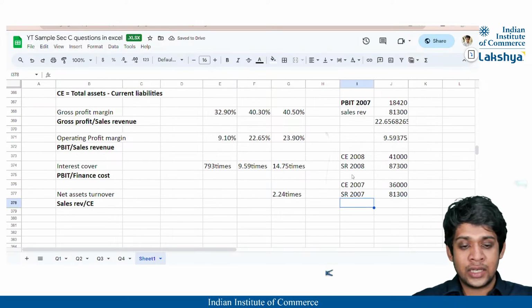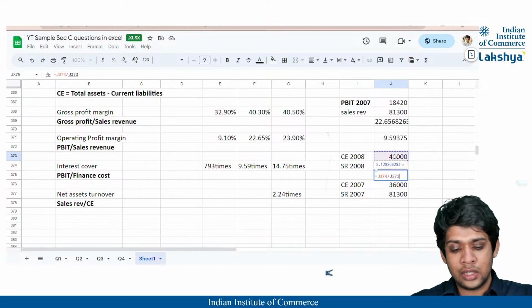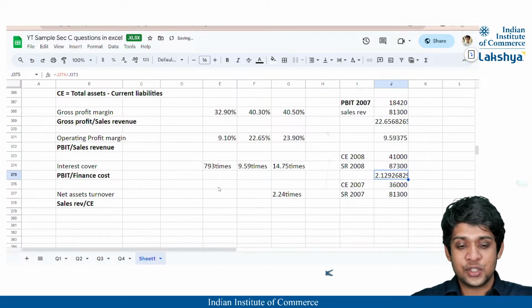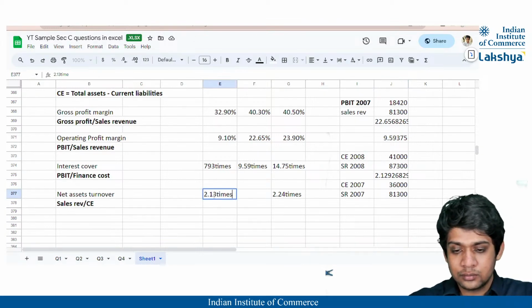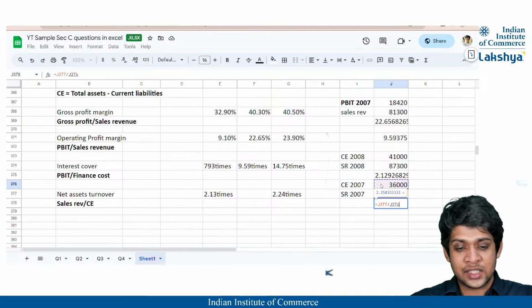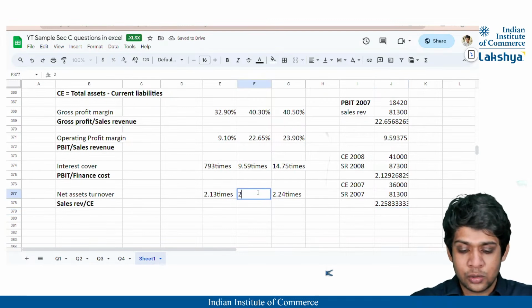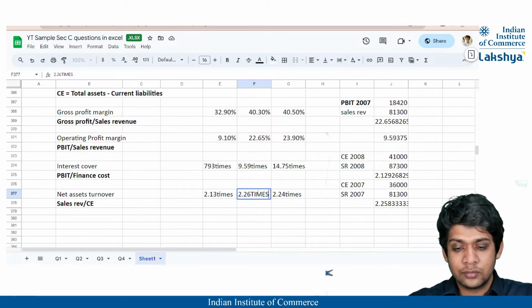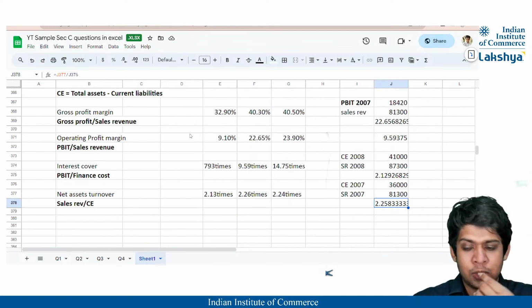Right? So we'll just calculate the net assets turnover, guys. It will be sales revenue divided by capital employed, and it is not into 100 because it is in times. So this is 2.129, which is exactly 2.13 times, let's say, right? And the sales revenue divided by capital employed, that is nothing but net assets turnover for 2007, will be 2.2583. So I'll take it as 2.26 times.